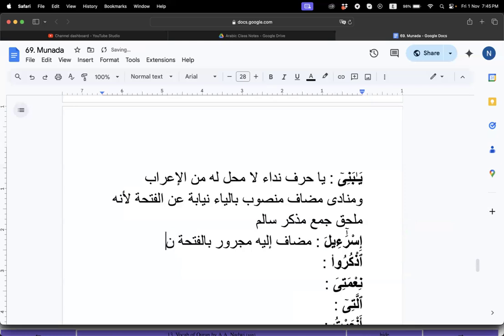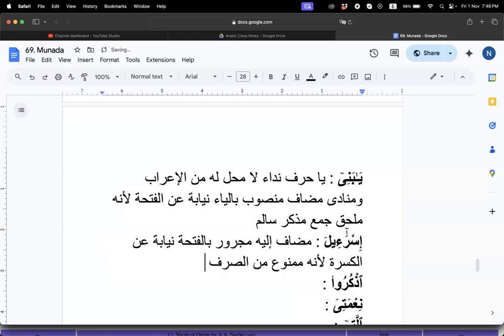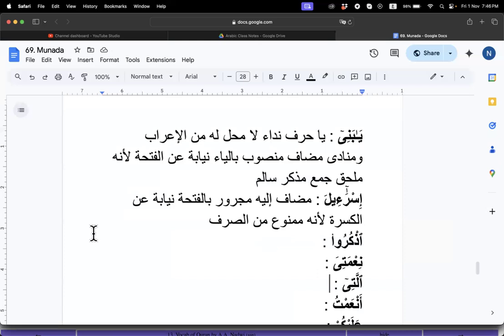You say li annahu ghayru munsarif before that. Niyabatan, niyabatan anil jar. Niyabatan always comes with the sign: anil dhamma, anil fatha, or anil kasra, not anil jar. We don't use the term ghayru munsarif. We use the term mamnu' minas sarf, mamnu' minas sarf. Ghayru munsarif you may see in textbooks which are usually Urdu based, basically.